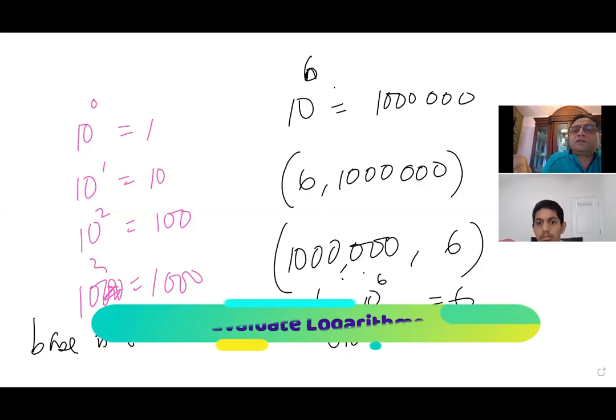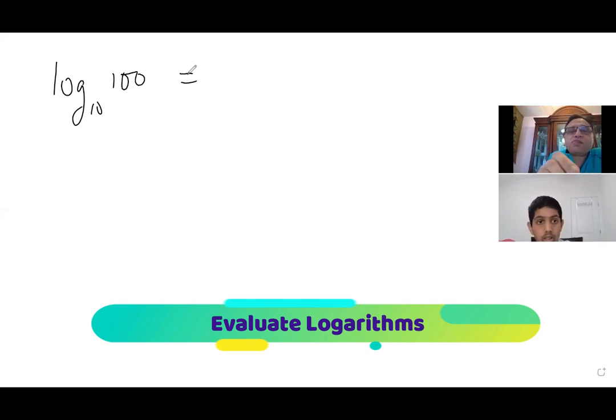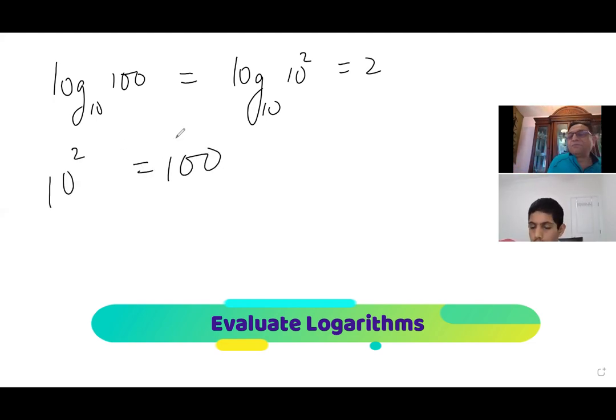Let's look into this in more detail. Log to the base 10 of 100 is how much? 2. Very good. Log to the base 10 of 100 is 2 because 10 to the power of 2 is 100. Therefore, log to the base 10 of 100 is 2. So that is what the inverse function is, correct? How did you get it? Let's look into it again.